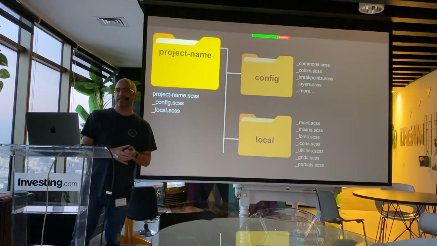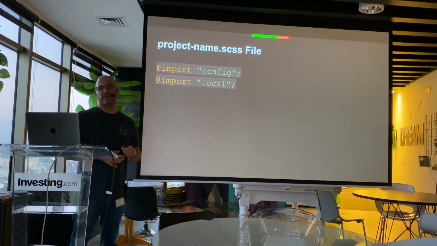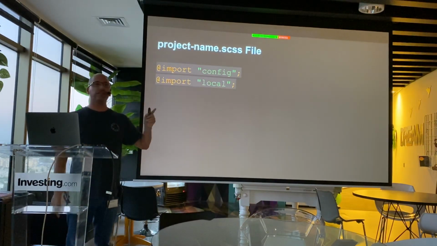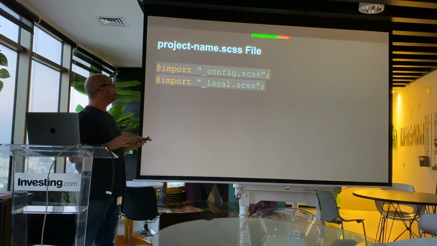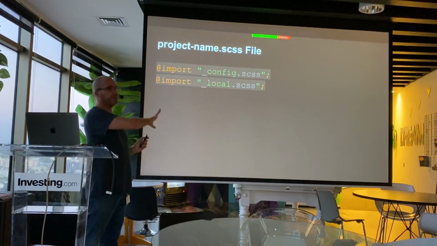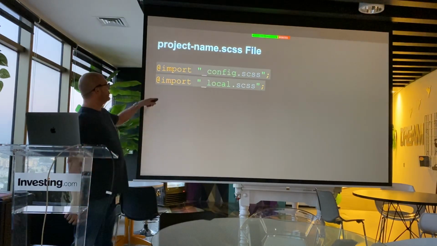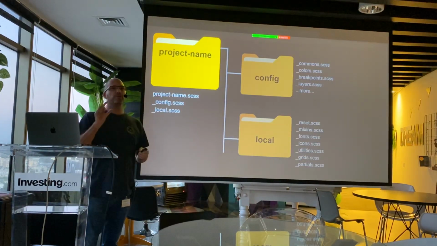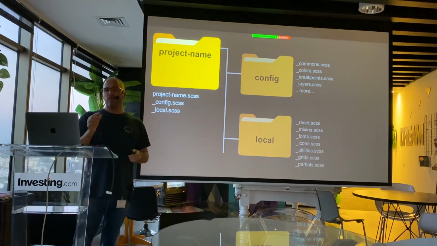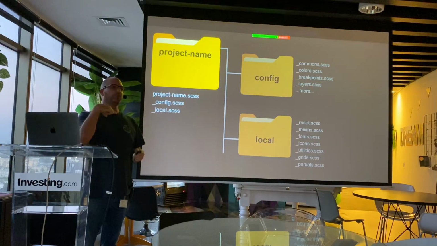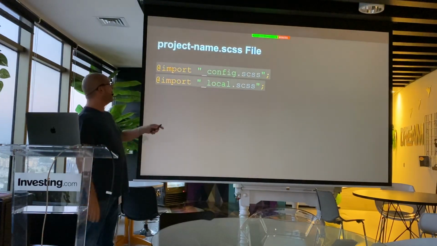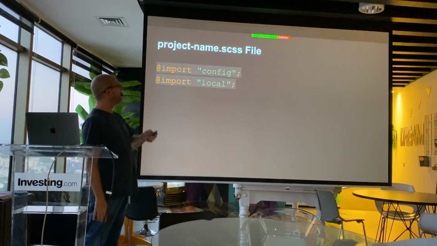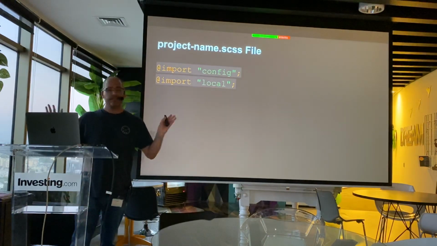Let's see how it looks inside the project name's main CSS file. It does two imports, the import of the config and the import of the local. Besides this, you don't have anything else in this file, only these two imports. And see the underscore at the beginning of the file: it means this file is an inner file and you don't want it to compile separately. Only files without the underscore do we want to compile. Because of that, you don't have to write the underscore and the file extension. You can just write config and local, and that's it. Okay?